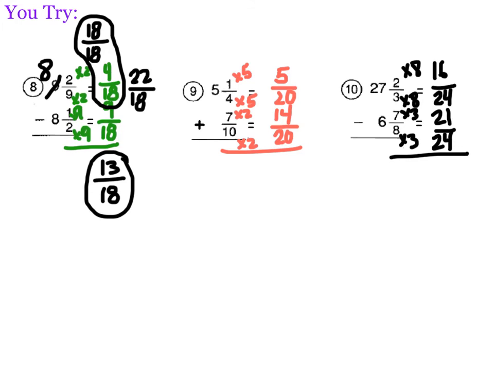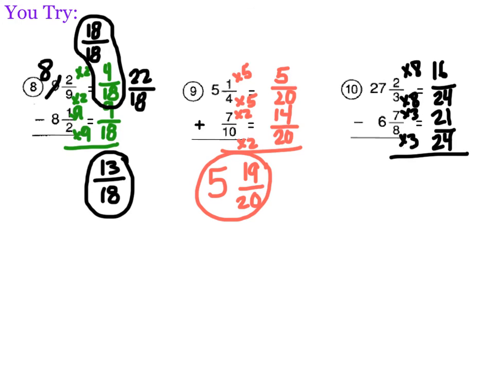For our second problem, our common denominator was 20. And so I end up with 5/20 plus 14/20. That's 19/20. And then in the front, I have a 5 plus nothing, which is just 5. So our answer is 5 and 19/20.